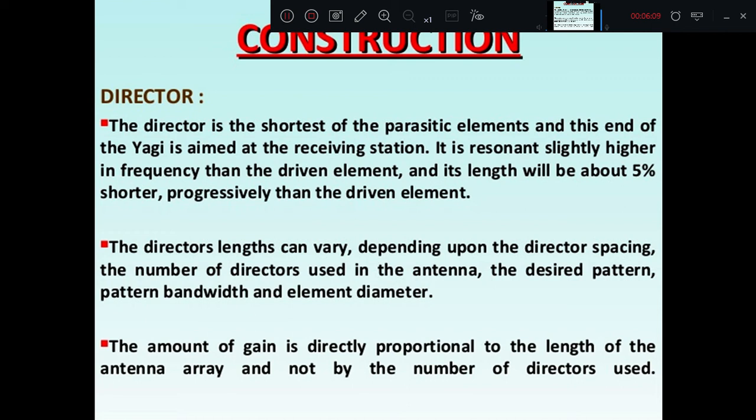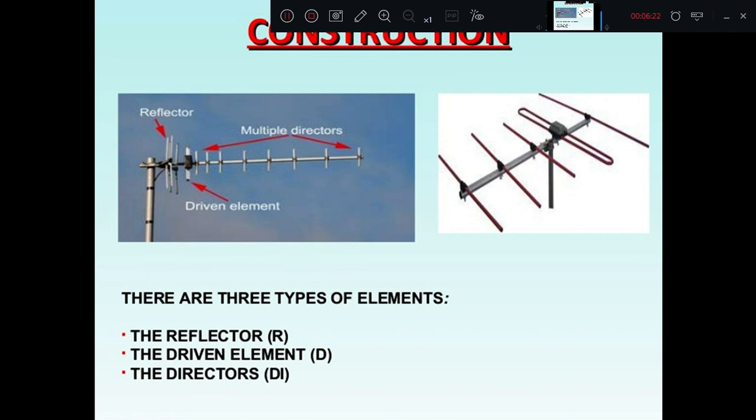The director's length can vary depending upon the director spacing, the number of directors used in the antenna, the desired pattern bandwidth and element diameter. So what he is trying to say is that the spacing between each director depends upon how many directors we use in this antenna and the length of each director. If you want to use more directors in this antenna, the spacing between each director should be less.